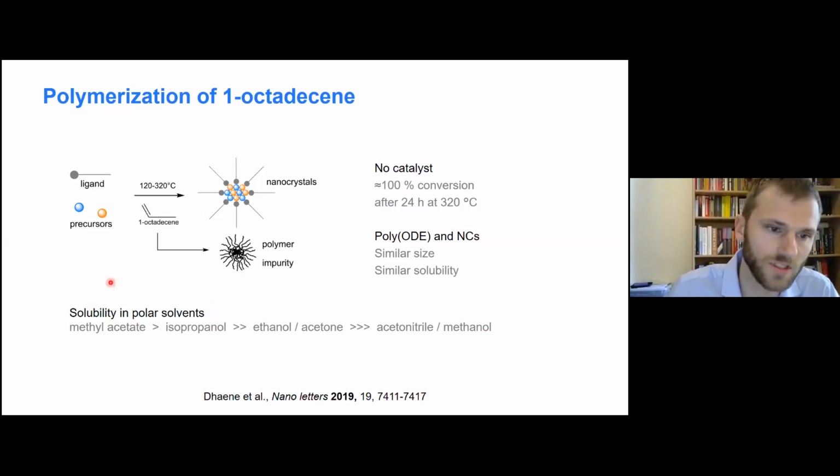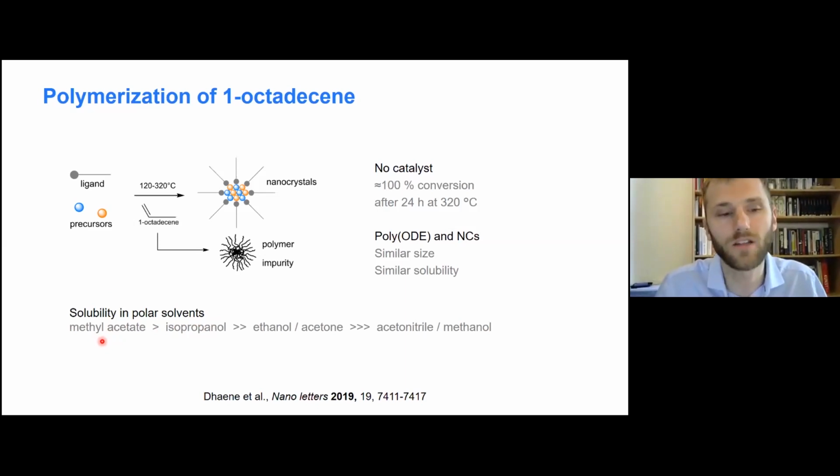What is interesting to note is that the solubility of this polymerized octadecene is higher in methyl acetate. You can still precipitate it with methyl acetate, but you precipitate less. The solubility is a bit lower in isopropanol. It's a lot lower in ethanol and acetone, and it doesn't mix at all with acetonitrile and methanol. So this gives you also an idea, if you really want to use ODE and you want to purify the polymer out at some point, that methyl acetate is your best shot of doing so.